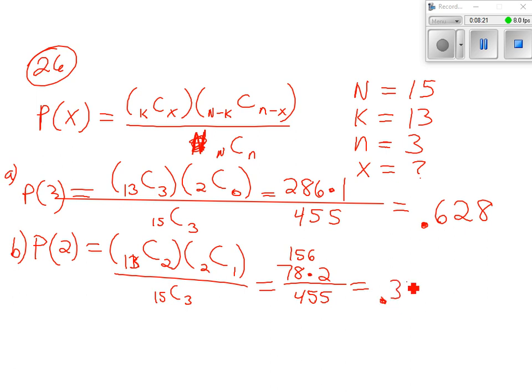0.34. So what's the chances that Cameron sticks his hand in that box and he pulls out 2 that aren't defective and 1 that is? About 34% of the time. Next question. Just looking at mine to make sure I just did that right.